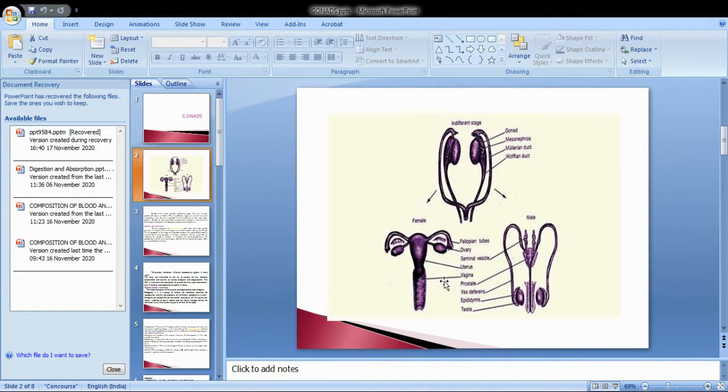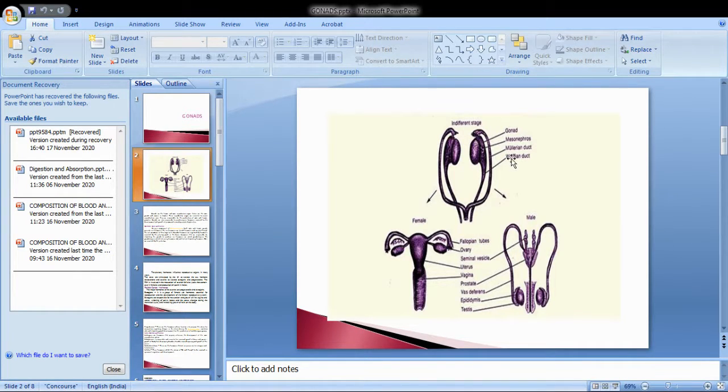The uterus, the cervix, and the upper one third of the vagina. This is the main function of the Mullerian duct, the paramesonephric ducts. Now, the Wolffian duct.